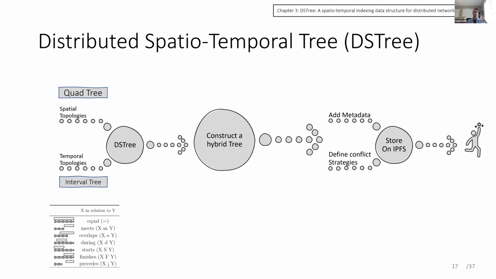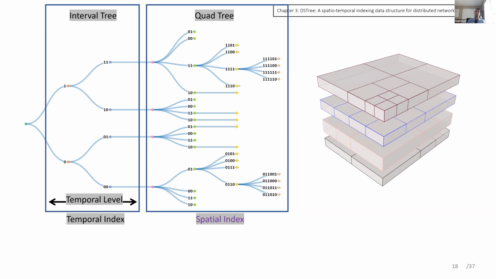The bottom part is a quad tree. And then we store it on IPFS. We add some metadata to standardize it. We need to define a conflict strategy, how we can update it in terms of conflict, and we are good to go. So this is one example of the DS3 structure.